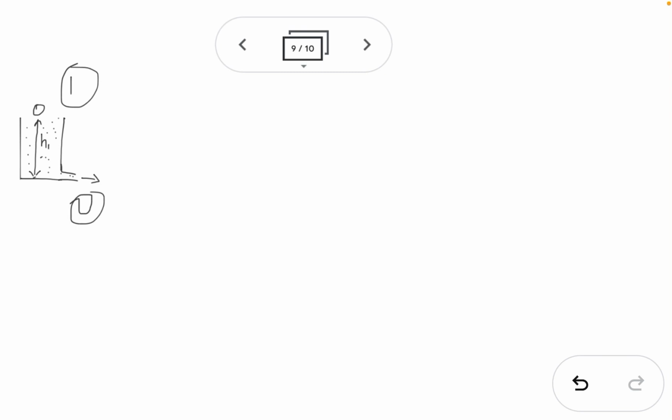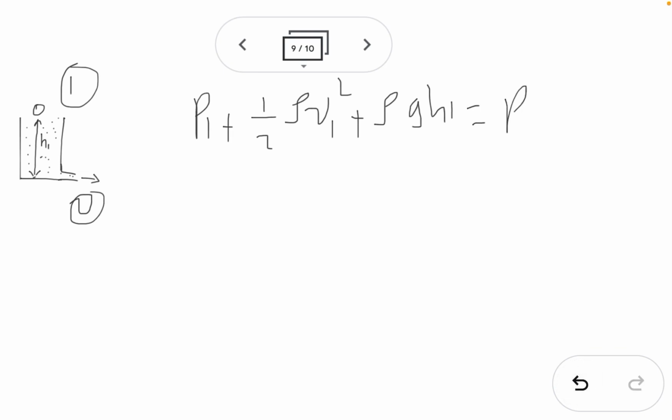So Bernoulli's equation, we know, is P1 plus 1/2 rho V1 squared plus rho g h1 equals P2 plus 1/2 rho V2 squared plus rho g h2. Okay, so this is Bernoulli's equation.